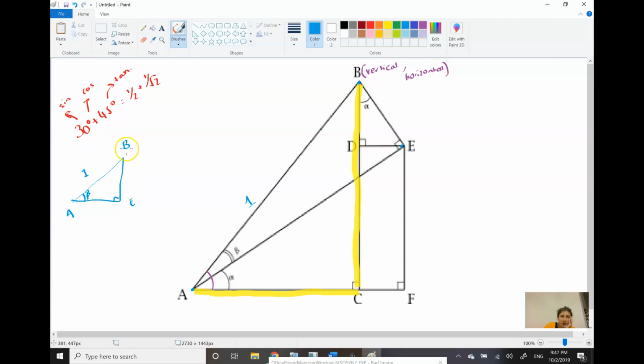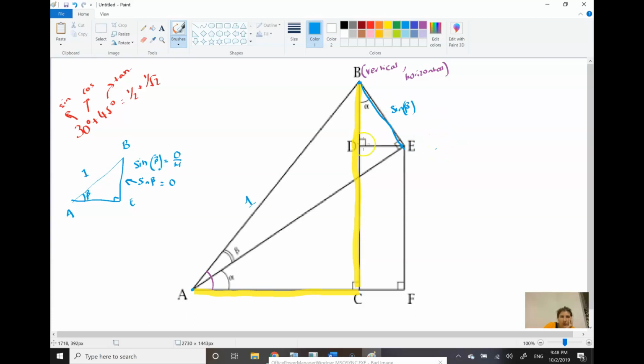So we can find our opposite by using sine of beta equals our opposite divided by our hypotenuse. Now, our hypotenuse in this case is just 1, so our opposite is equal to sine beta. So that means that that length right there is sine beta. So from B to E, I'm going to draw it in blue so we know where it's come from. That's going to be sine beta just in there.